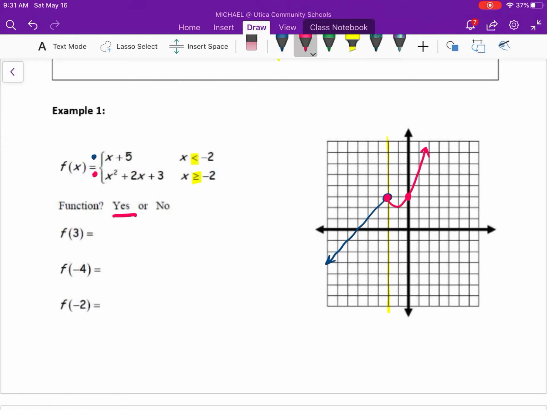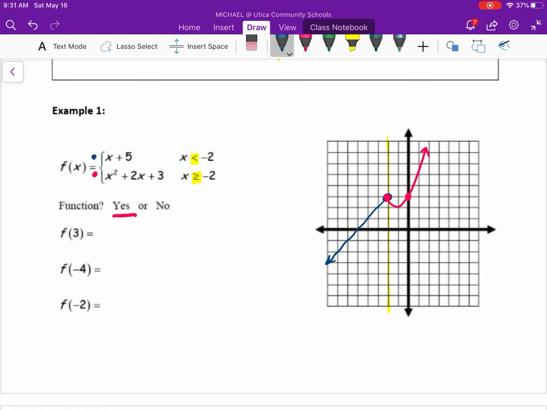Let me back up. Because this was greater than or equal to, that's why I closed in that circle. So when you close in an open circle, it's as if that point is just there. So what is f of 3? Well, that would be the pink function because it's more than -2.